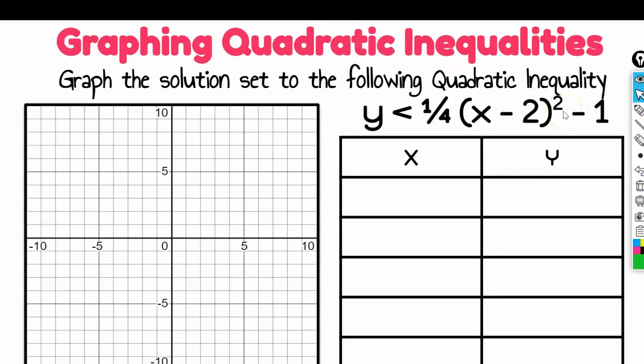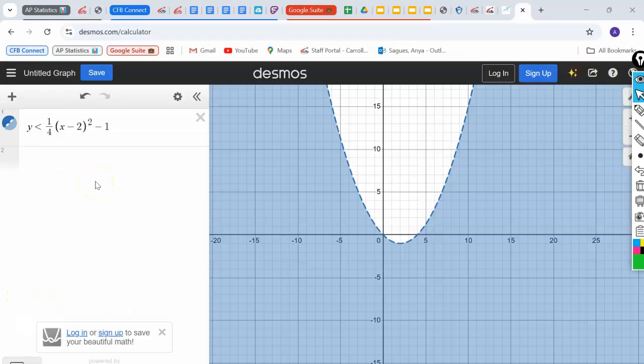Quadratic inequalities. We are almost done, guys. Really, you could use Desmos to help you out here. So what I would recommend seeing this is literally just typing it into Desmos. So we've got y is greater than 1/4, x minus 2 squared minus 1. All right, and this is it typed in, okay? Anything that's in that blue shaded area is a solution. Anything that is on this dotted line is not a solution. Anything in the dotted line or the white area, not a solution.